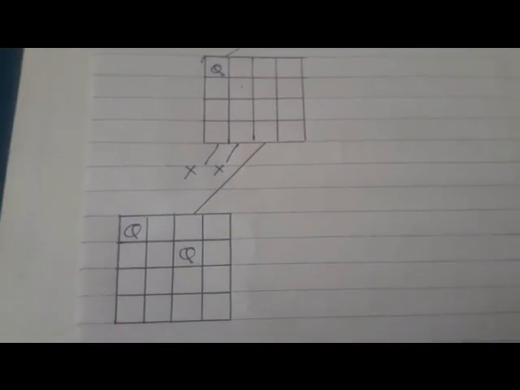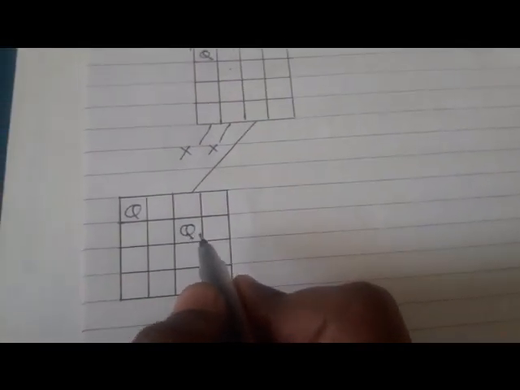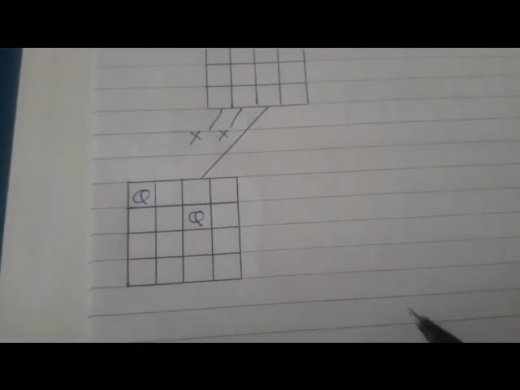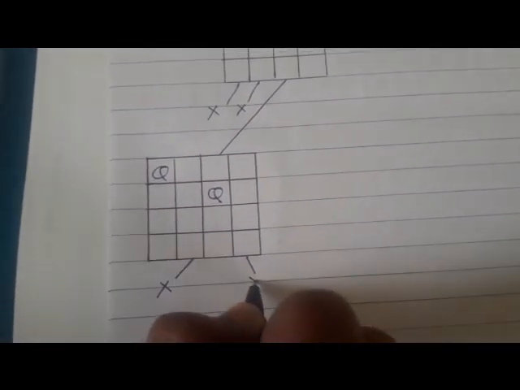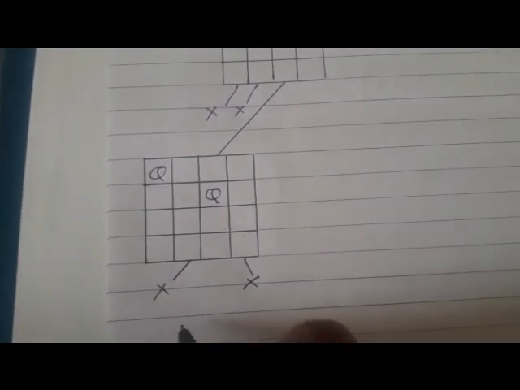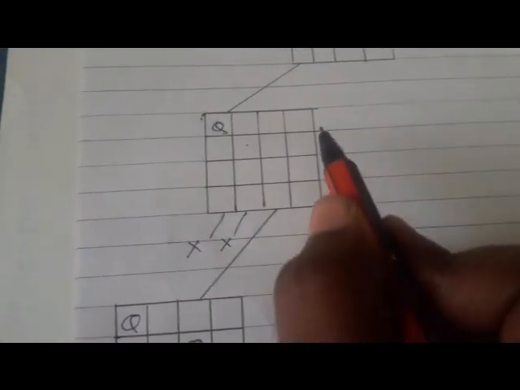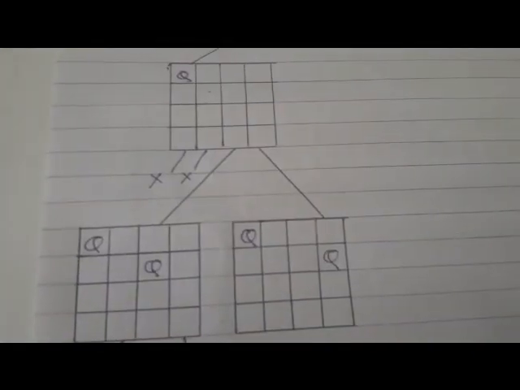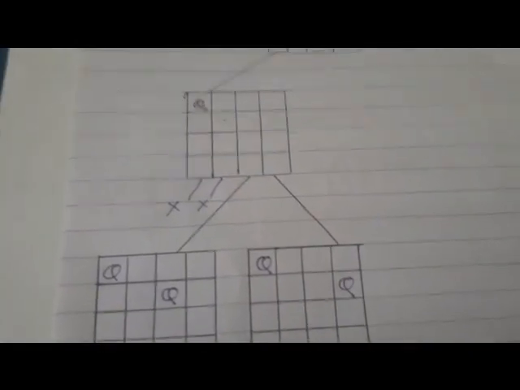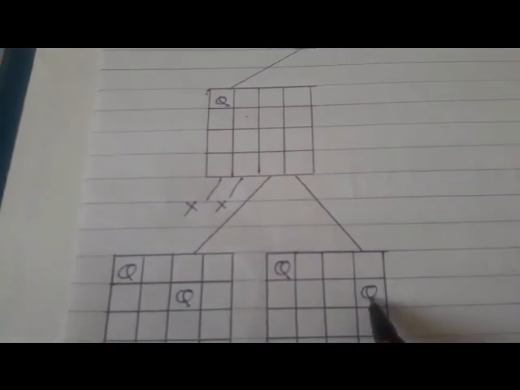Now if we put our second queen in this third column, we can't put our third queen in this second column, and we can't put it in the fourth column either. So therefore, we will backtrack and we will put our second queen in the fourth column. Now we put our second queen in the second row, fourth column.